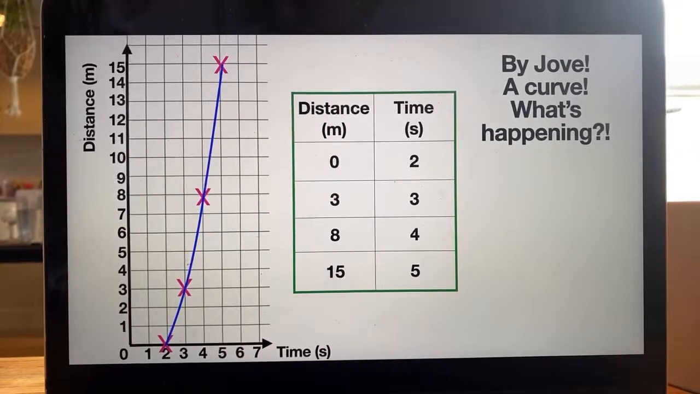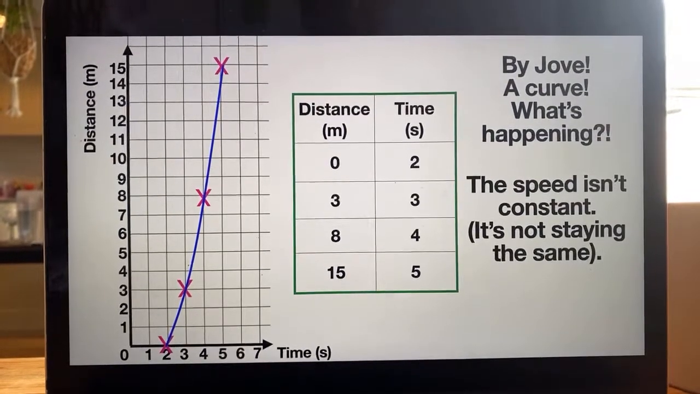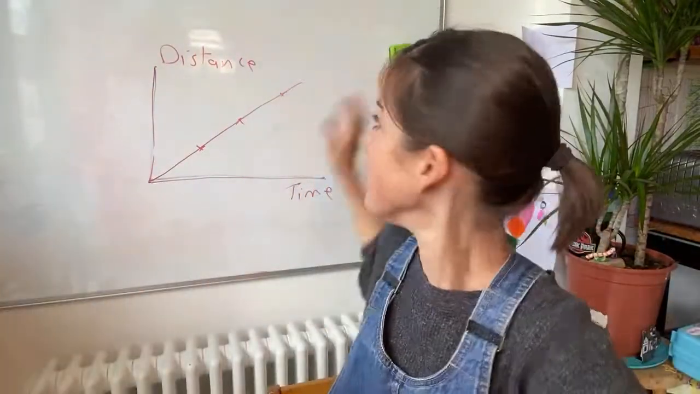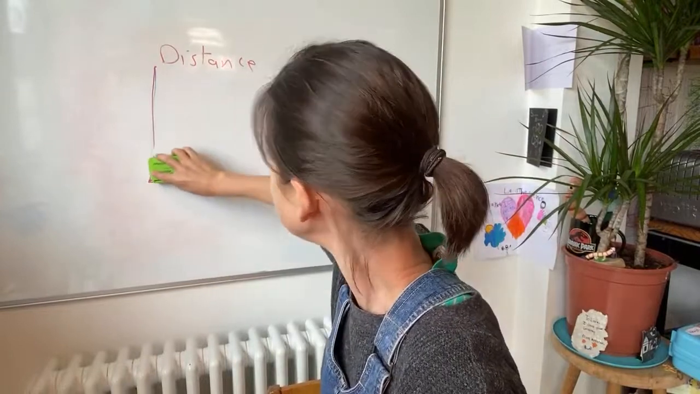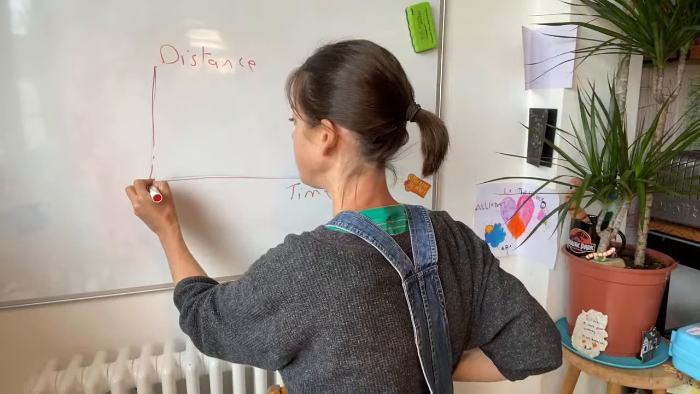What can you say about the speed of a thing when the distance-time graph is a curve? Another hypothetical question. I'm waiting for an answer. The answer is, it's not going at a constant speed, is it? It's not staying the same. Right, so we've got a curve. What does this actually mean? Let's draw one and see, because my curve wasn't super curved, was it?